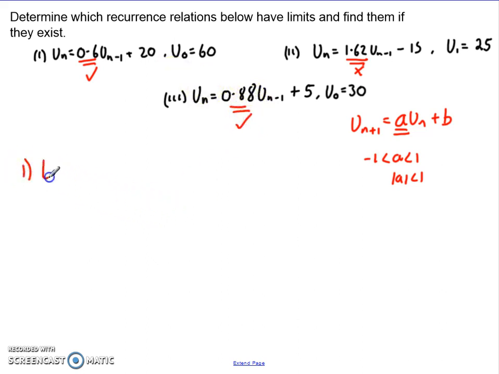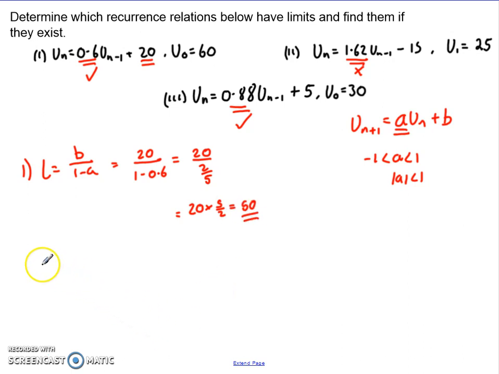So the first one, we know the limit is equal to b over 1 minus a. So we know that's the limit formula. We have to then be able to calculate it. So b is your constant term, a is your coefficient here. So in this case, we know that our limit is going to be 20 over 1 take away 0.6. So that's going to be 20 over, well, 1 take away 0.6 is 0.4. It's sometimes better to write that as a fraction. So it's that divided by 2/5. So 20 divided by 2/5, that's the equivalent of 20 times 5 over 2, which gives me 50. So my limit for that one is going to be 50.